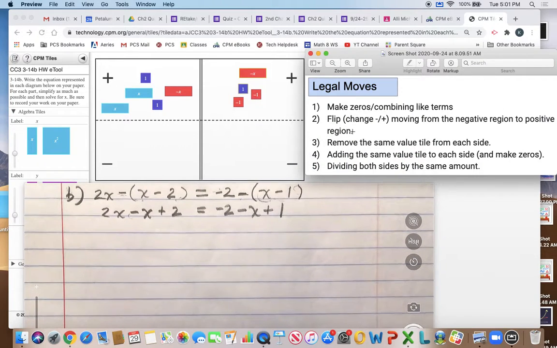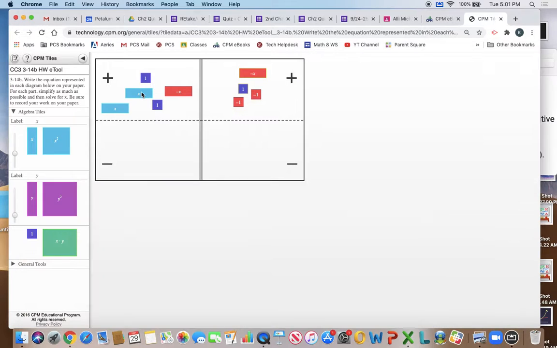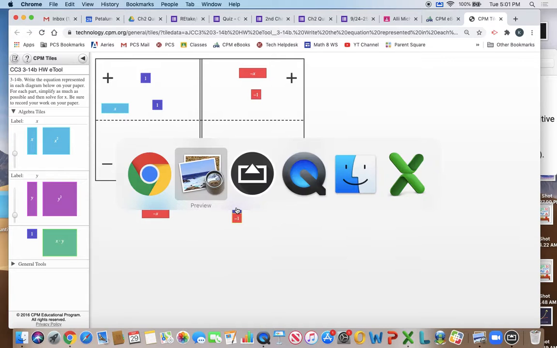So a lot of times after you flip, it makes sense to go back up here and see if you can make zeros or combine like terms. And it looks like we have a few opportunities to make zeros. So here we could make zeros out of these guys. So they come down. And we have an opportunity right here to make zeros with these two 1 tiles. Okay, so we've done that.